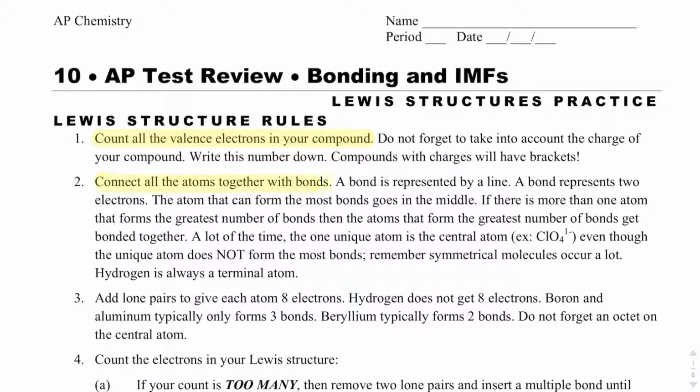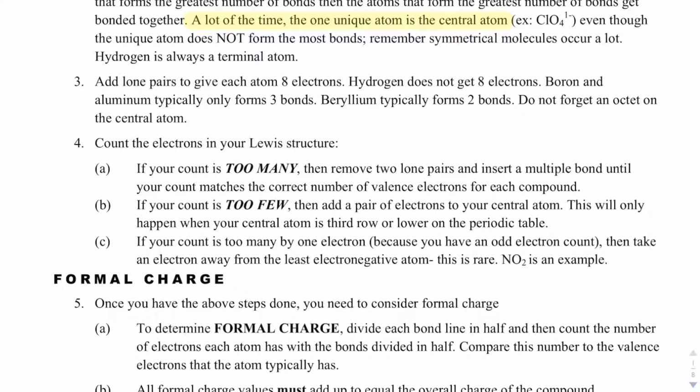You're going to connect everything together with a bond, and typically the unique atom is going to be your central atom. We're going to talk about why it's not too bad to figure out the central atom on the AP test. You're going to make sure you remember that hydrogen is never going to be your central atom, so it's always going to be a terminal atom. And we're going to add lone pairs to make sure that each element has 8 electrons, but of course hydrogen, because it's in the first energy level, could have a maximum of 2 electrons.